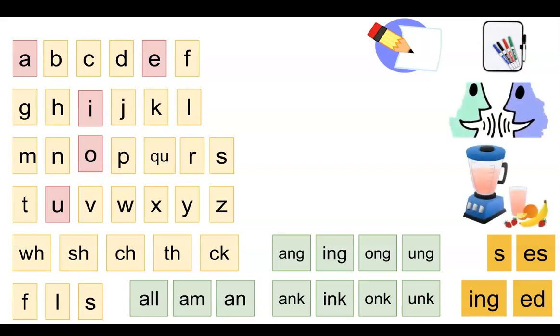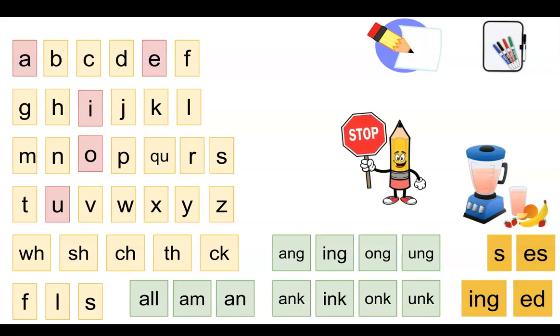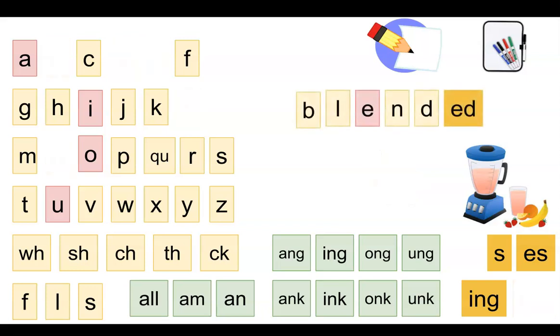I say it, you say it. Blended. What's the base word in the word blended? Right, blend. Pause the video so you can tap and write blend, then add the suffix to make it blended. Press play when you're ready to continue. Wonderful! You should have written b, l, e, n, d, and then ed makes it blended.